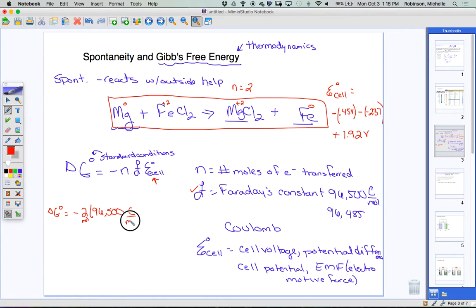96,500 coulombs per mole, and then the voltage is 1.92 volts. And there is a conversion. A coulomb is a joule per volt. So can you see that my units, I should have told you that before. Can you see that the unit's going to come out in joules? A coulomb is equal to a joule per volt.